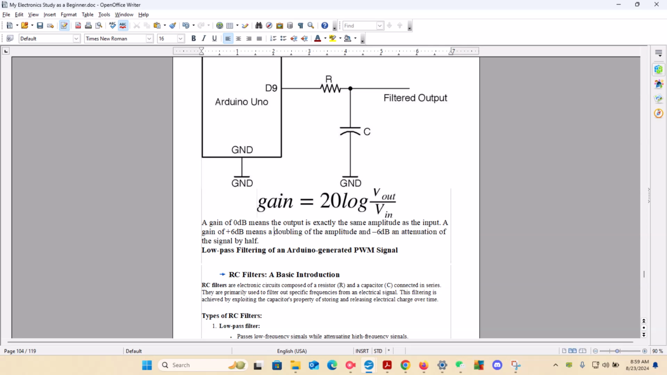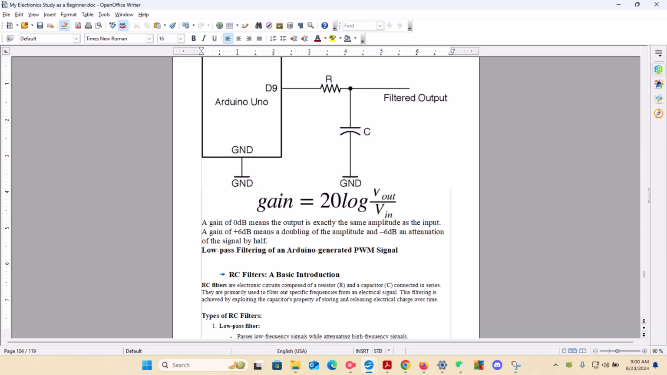Sorry, I didn't have the space here. A gain of plus 6 decibels means a doubling of the amplitude, and a minus 6 decibels is attenuation of the signal by half.